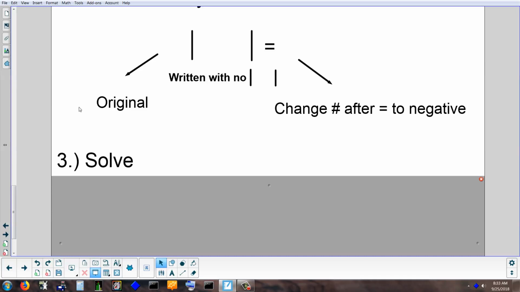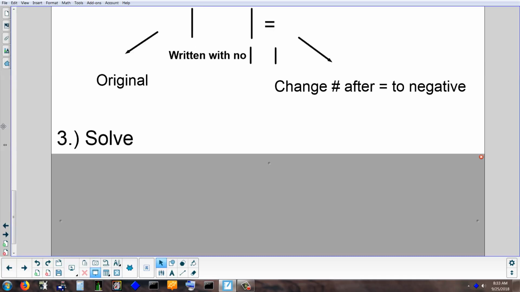Now we're split. Make sure the absolute value bars are by themselves. We split it. Now we can solve.